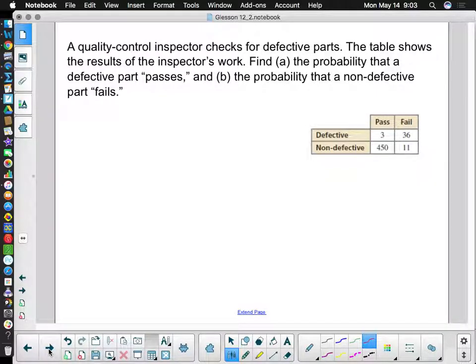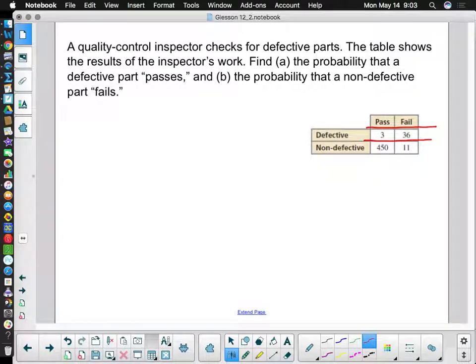A quality control inspector checks for defective parts. The table shows the results of the inspector's work. Find the probability that a defective part passes, and the probability that a non-defective part fails. Okay, so given that a part is defective, what is the probability that it passed?